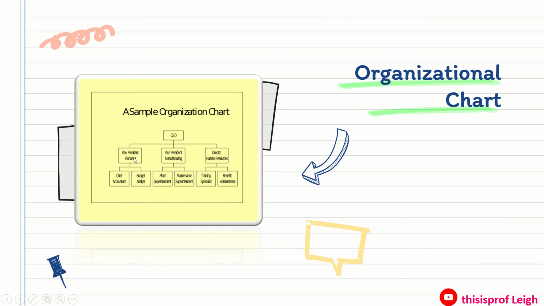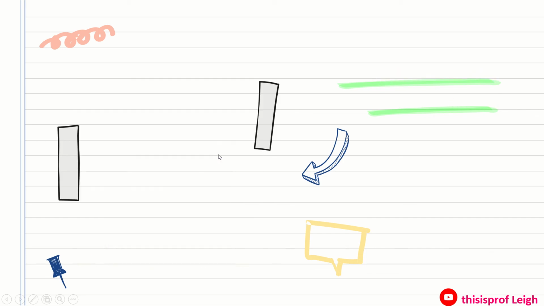So, just imagine there is a person or name of a person here. But here, only the title or the position is written. Like CEO, Vice President of Finance, Vice President Manufacturing, Director Human Resources, Chief Accountant, Budget Analyst, Plant Superintendent, Maintenance Superintendent, Training Specialist, and Benefits Administrator.